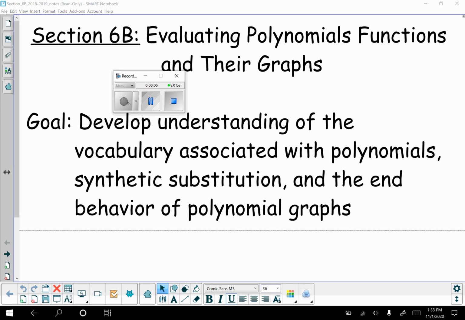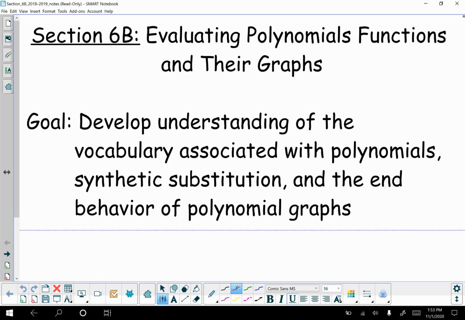So we're going to be doing 6b. Let's move that down. We're talking about polynomial functions and their graphs. There's a lot of vocabulary that comes in this chapter, so let's make sure that we feel good about it.